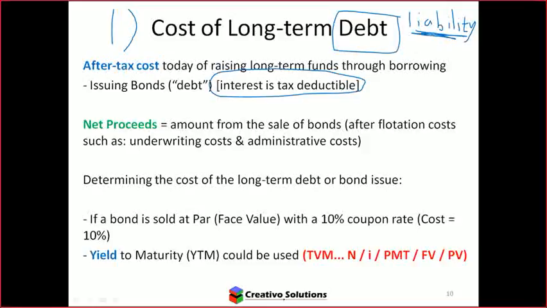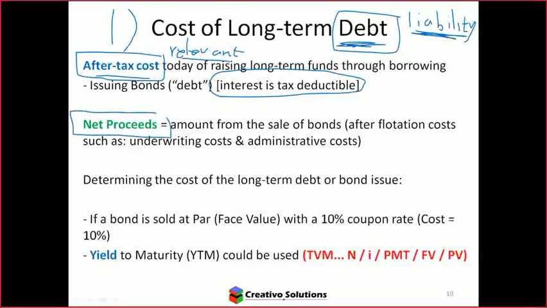Here I'm looking at the cost of long-term debt. This is the first form of financing. What cost am I going to be looking at, before or after tax? After tax, because it's a relevant cost. These are the key words to remember for debt: always consider the after-tax costs, and always consider the net proceeds.